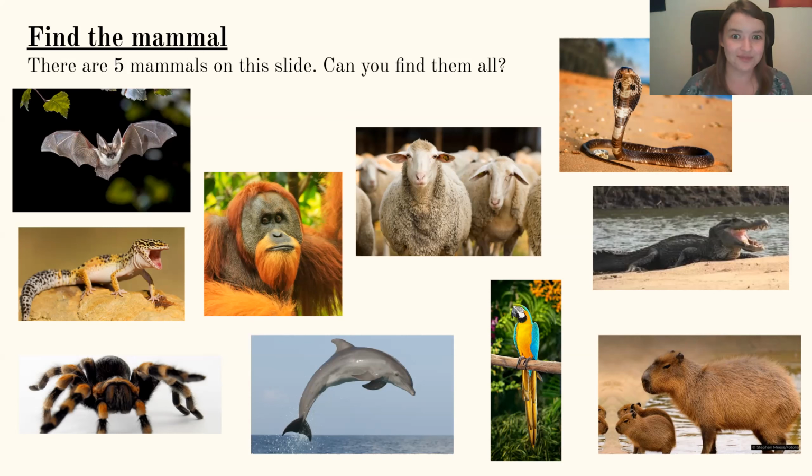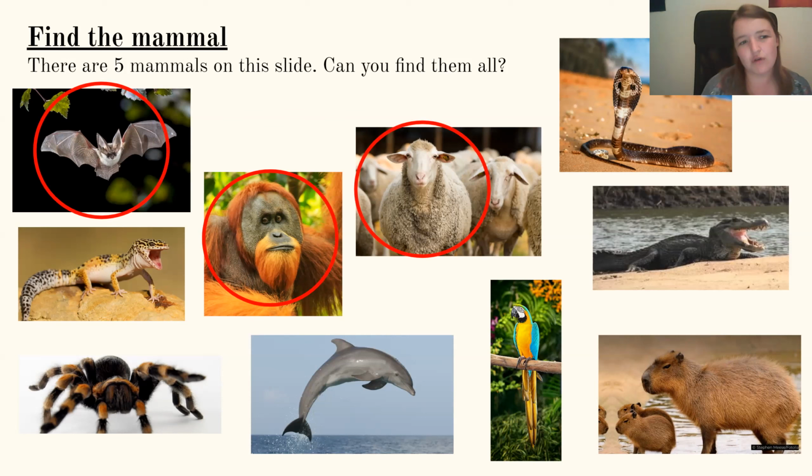Have you found them? Let's see. So the first mammal, of course, was that primate, an orangutan, very closely related to us as humans. Then there was the sheep, also a mammal. Then we had the bat. Now that could have been one that might have confused you because it flies. And often we think of animals that fly are birds or insects, but the bat is actually a mammal and is one of the rodent family, and it will fly, but it does give birth to live young.